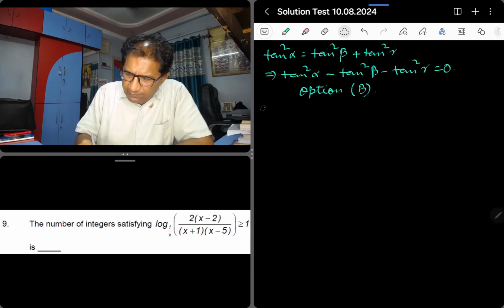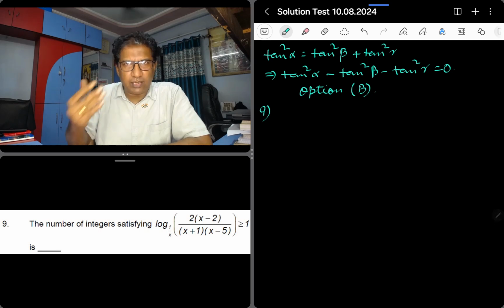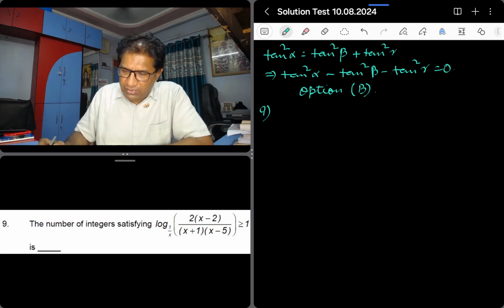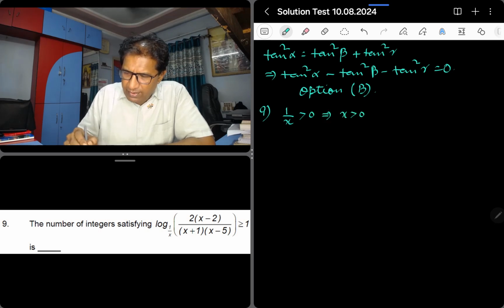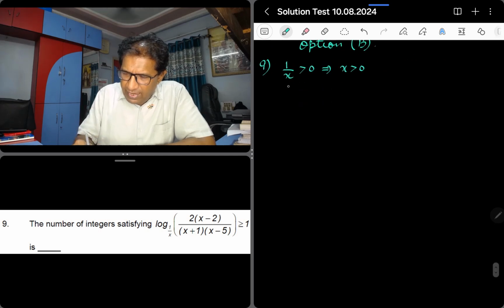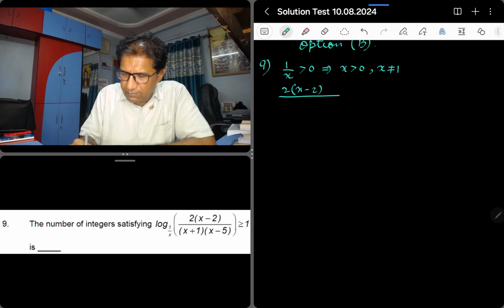So in this question, before starting the sum, we have to first define the function, define the inequality which is given to us. So first of all, to define this log, 1 over x has to be greater than 0, which implies x has to be greater than 0, and at the same time x cannot be equal to 1, and what is inside the log has to be greater than 0.